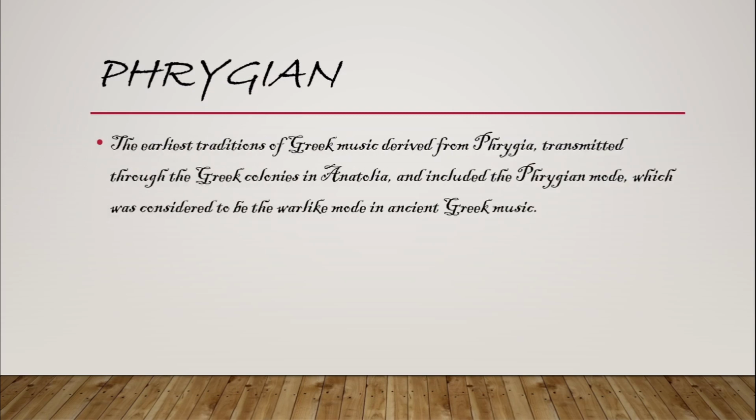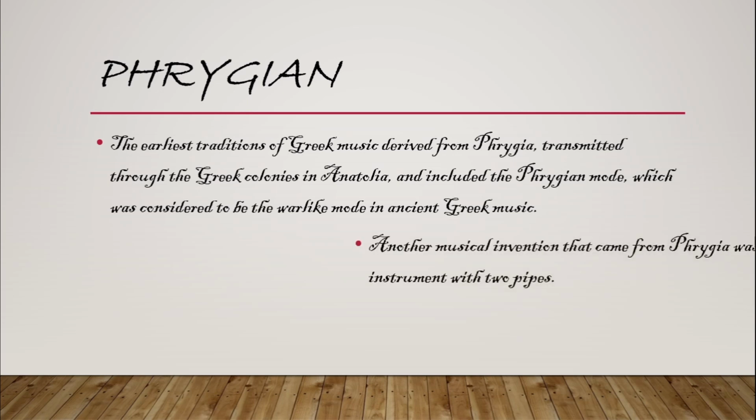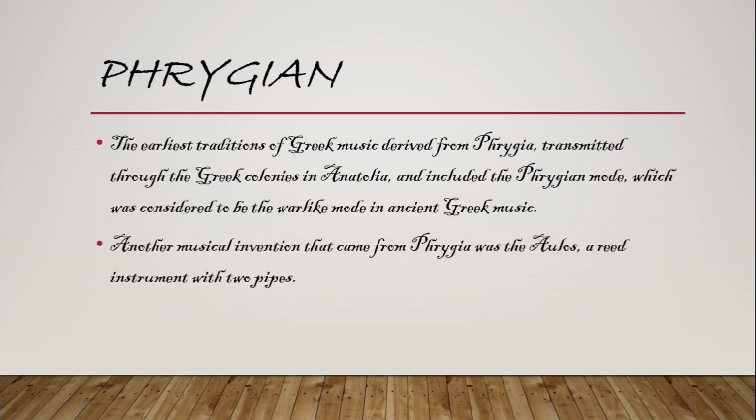So, Phrygians, they were also a tribe. So we are very lucky because the earliest tradition of Greek music derives from Phrygia, and it was transmitted through the Greek colonies in Anatolia and included the Phrygian mode, which was considered to be warlike in ancient music. They also produced another novelty. It was the aulos, a reed instrument with two pipes.